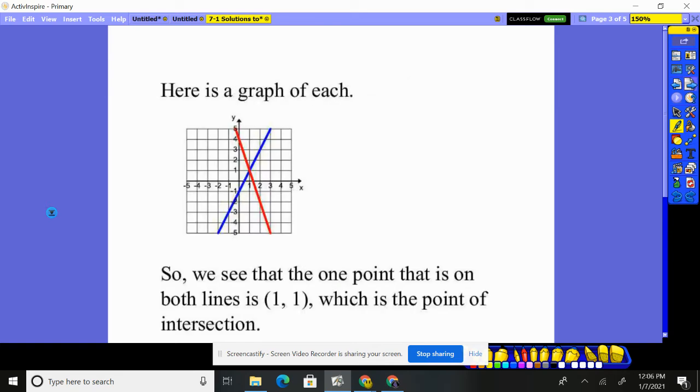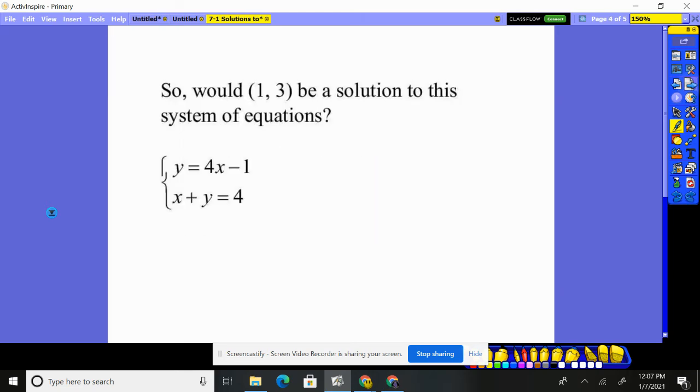So here's actually a graph of the two. And you can see they cross right here at (1, 1). (1, 1) is the point that is on the red line and the blue line. So that's the point of intersection, which is the one point that will make them both true, and that would be the solution to that system. Now, we're going to learn how to do that later on. Right now, we just want to recognize: is this particular point the solution or is it not?